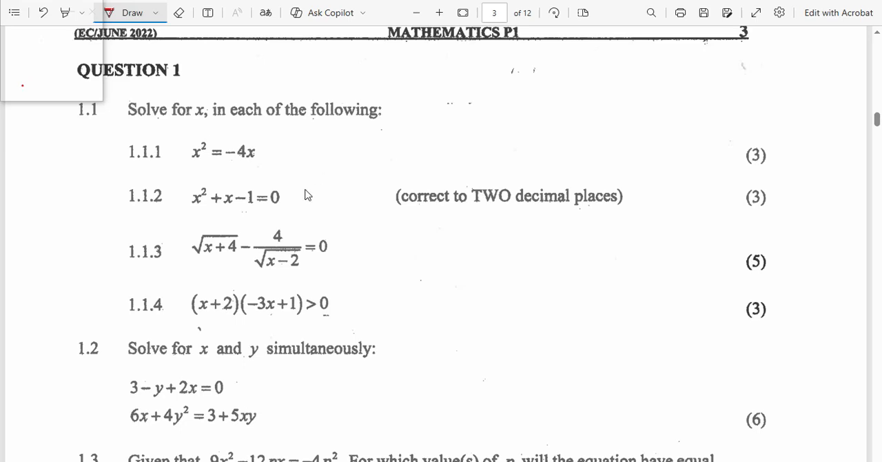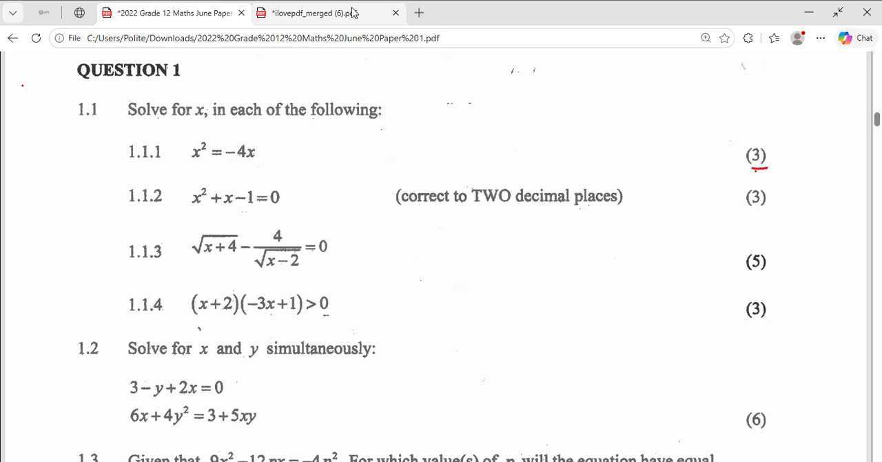You are given x squared is equal to minus 4x. And look at the mark allocation, 3 marks. So what you need to ask yourself is, is this equation in standard form? No, it is not in standard form. So we're going to work on that and we'll take this step by step.